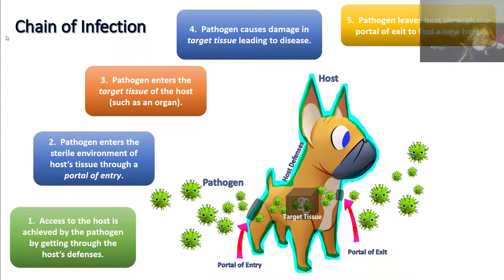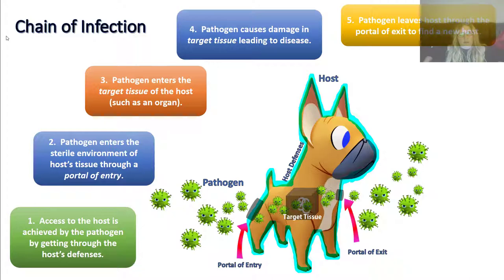And here's another way to look at the chain of infection. You first have to have access to a host. Access to the host is achieved by the pathogen getting through the host's defenses. If that is achieved, the pathogen can enter the sterile environment of the host through what is called a portal of entry.